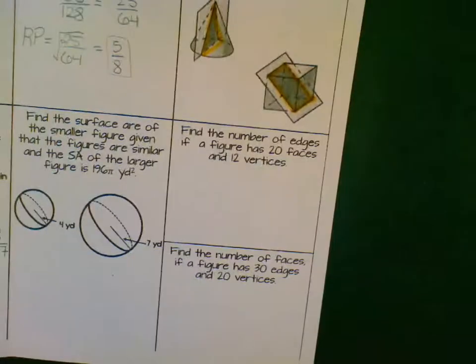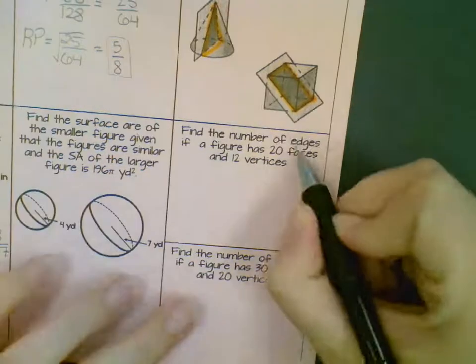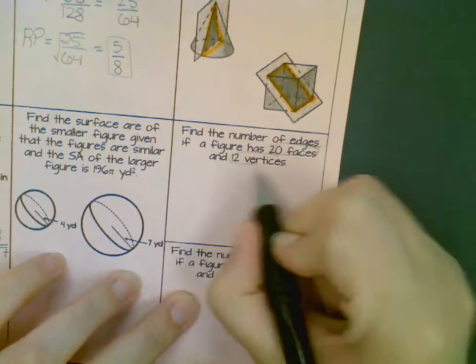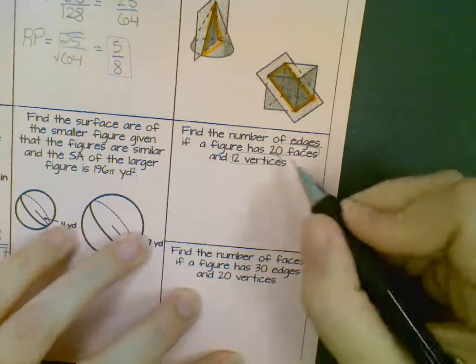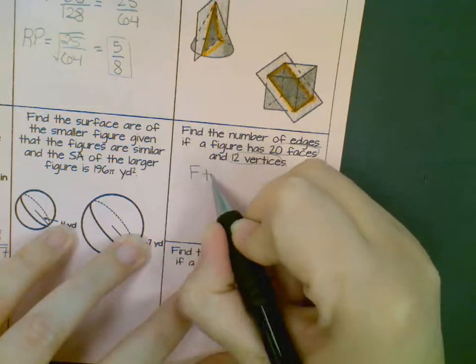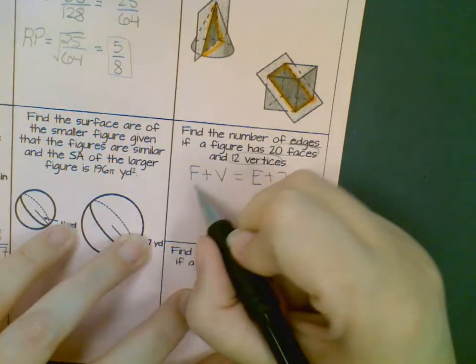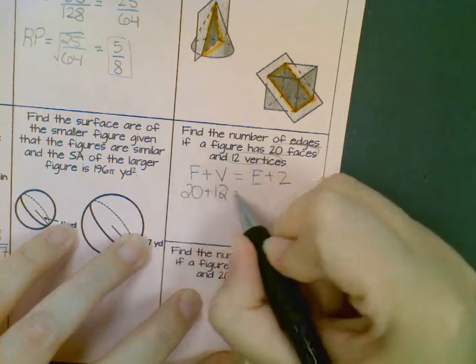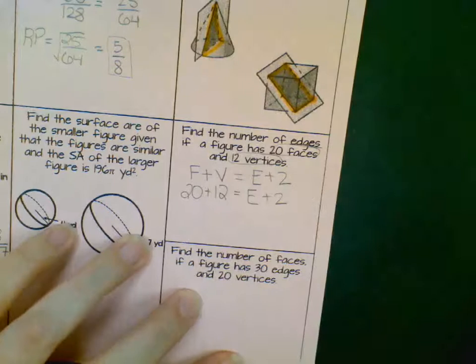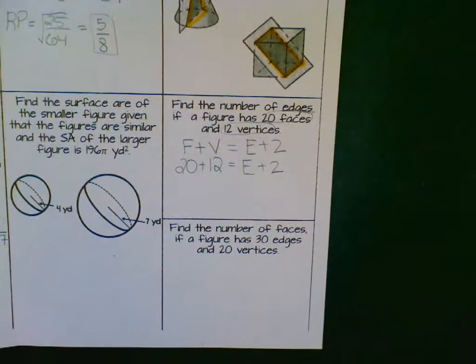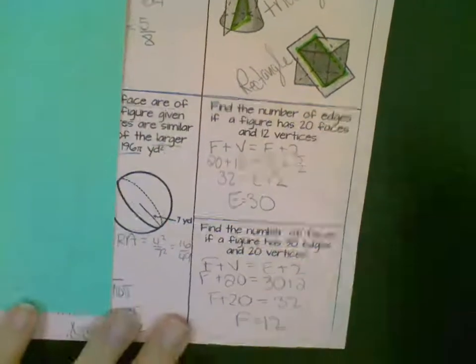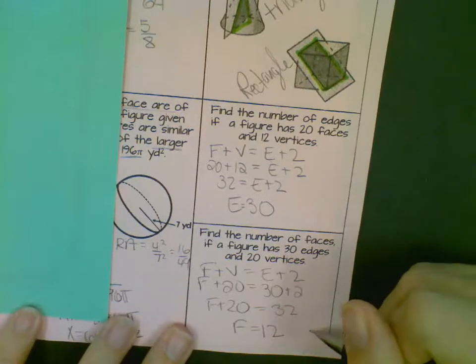Okay, in our last two examples at the bottom, it says to find the number of edges when we're given 20 faces and 12 vertices. That formula, Euler's formula, was faces plus vertices equals edges plus 2. So plug in what we know. We know it has 20 faces, 12 vertices, and then we would just solve for E. Go ahead and solve that equation and try the last example. Okay, welcome back. We ended up with 30 edges and then 12 faces.